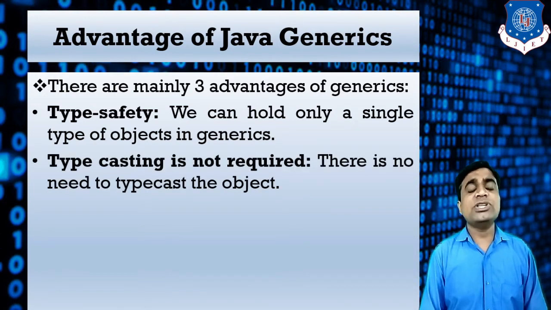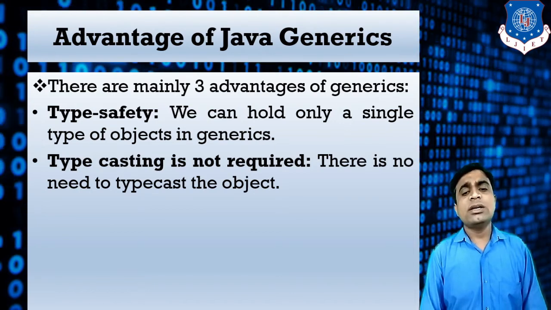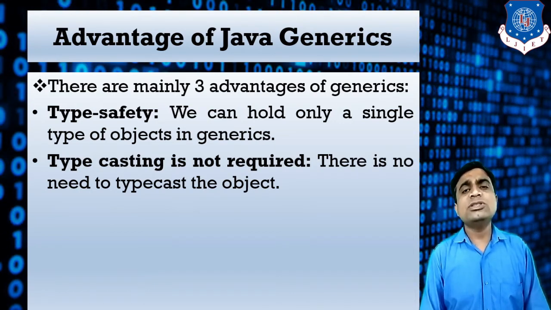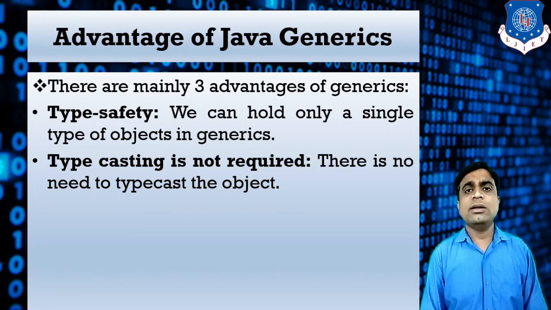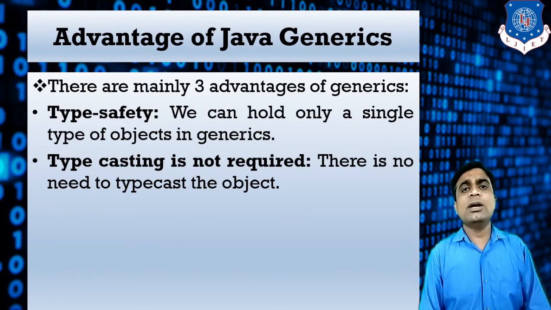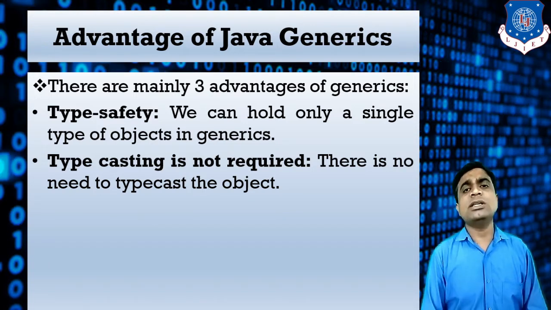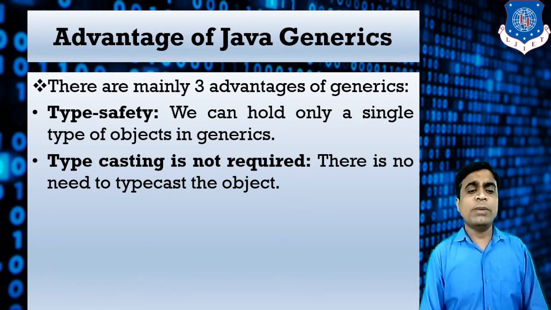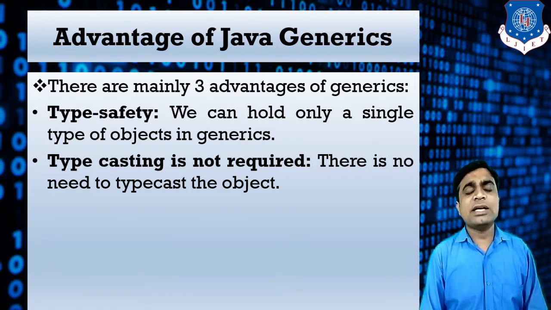Then typecasting is not required. Wherever you are using a generic, there is no need to typecast a particular variable. Like if you are creating a method for double and a method for string, no conversion is required. It happens automatically, so there is no need to typecast the object.